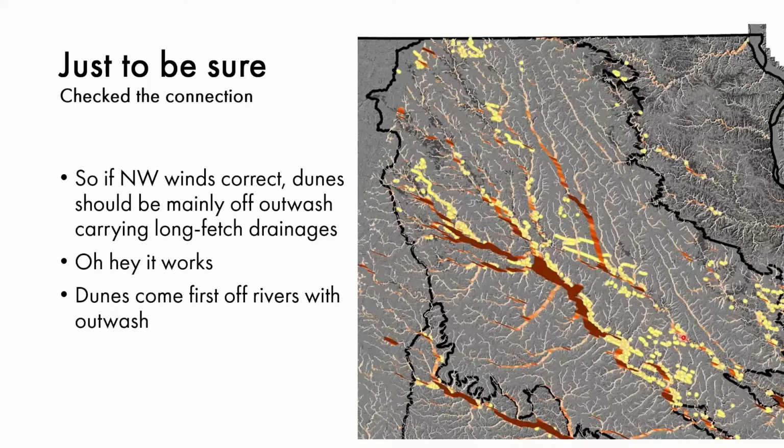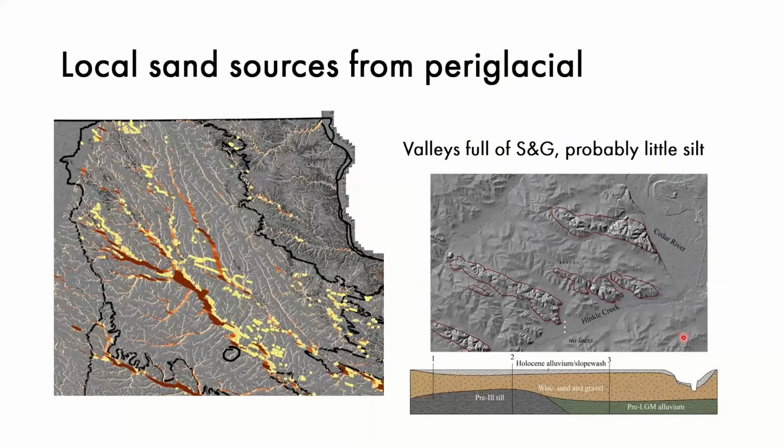later in the floodplain. Local sources of sand also exist, but don't form dunes. So due to all of this periglacial erosion, you're going to have sands and gravels in these valleys.